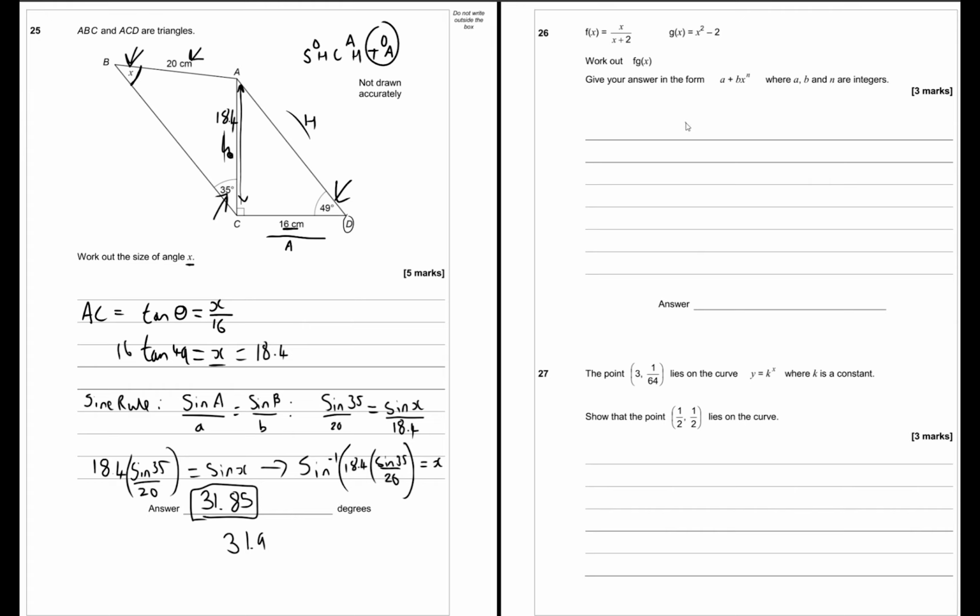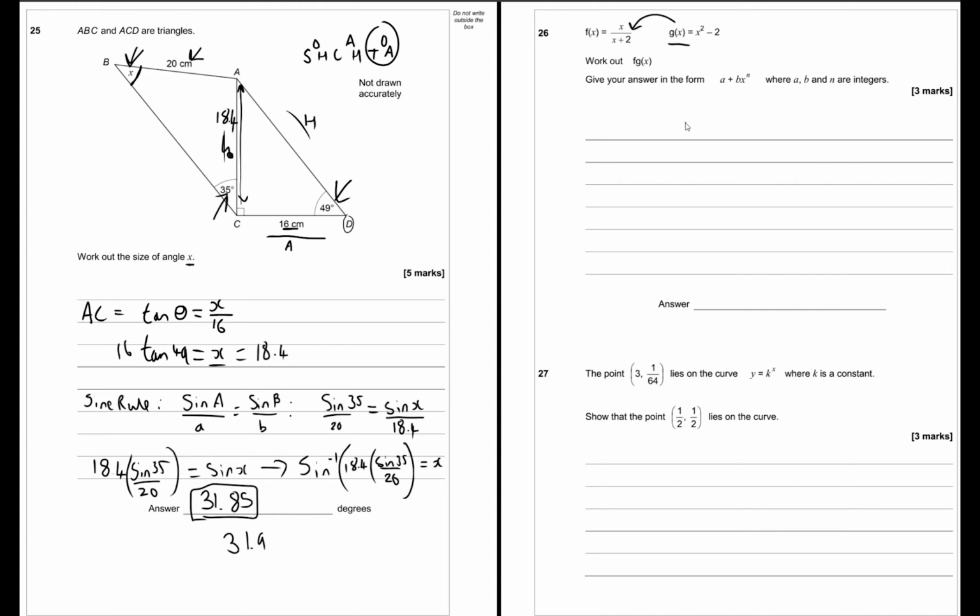Okay, question 26. We have two functions, f of x equals x over x plus 2, and g of x, which is equal to x squared minus x. Work out fg of x. Give your answer in the form a plus bx to the power of n, where a, b, and n are integers. So fg of x. What we're doing here is we're going to put g inside of f. So the x in our f of x is going to become g.